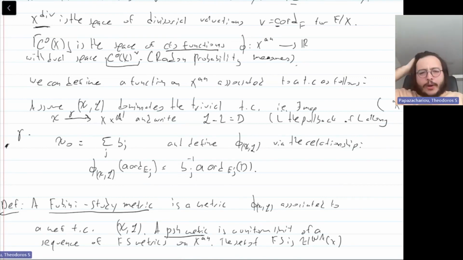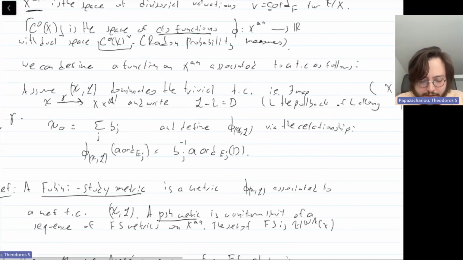So you may ask, how can we use these very abstract definitions in order to have any concrete result with K-stability? And the answer to this is, the first thing to do is to look at test configurations and try to see if we can alter our definition of K-stability and move from test configurations to maybe these functions or these measures. So we can define a function on X^an, so a function lying inside this C^0, and we can define it associated to a test configuration with the following idea.